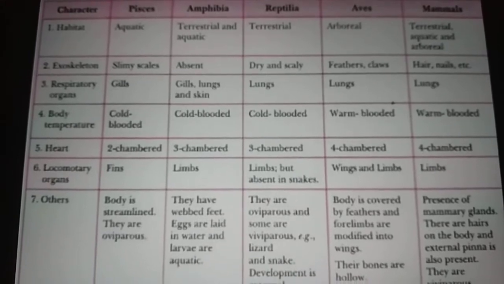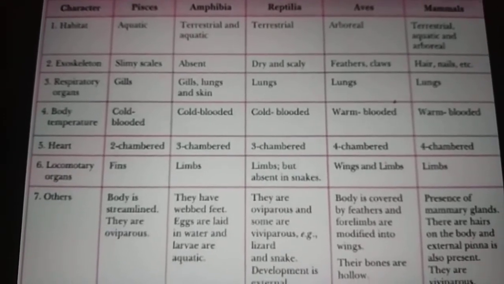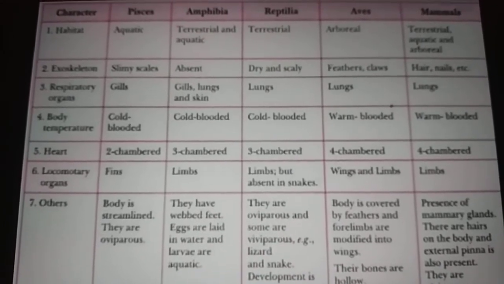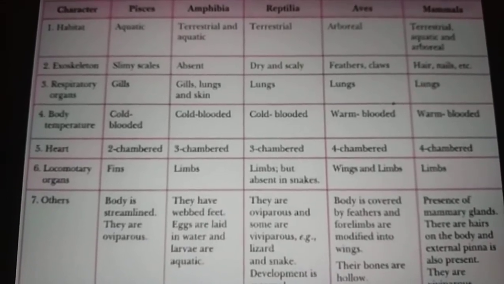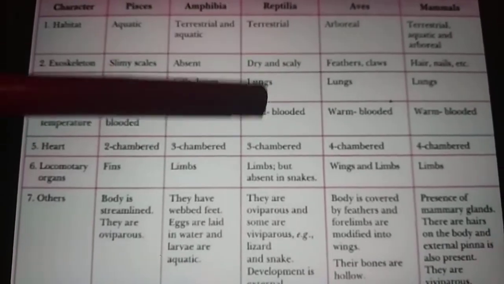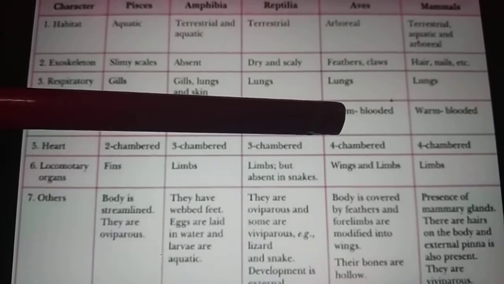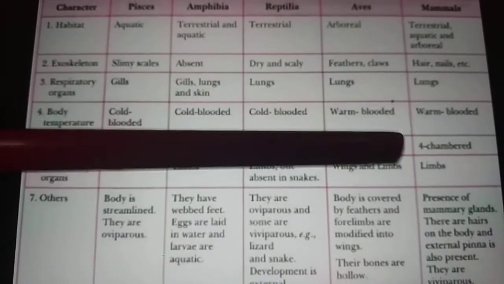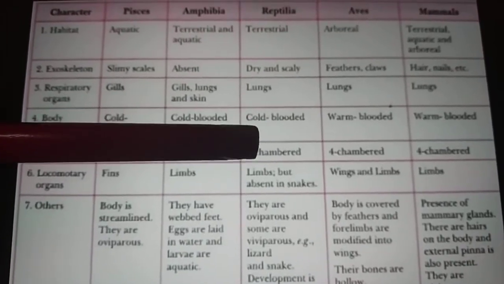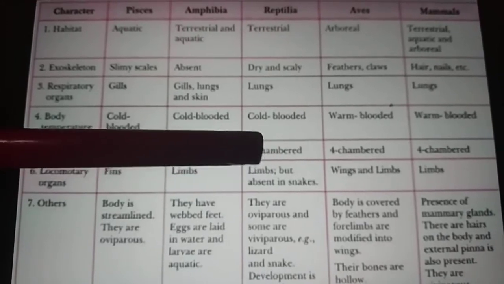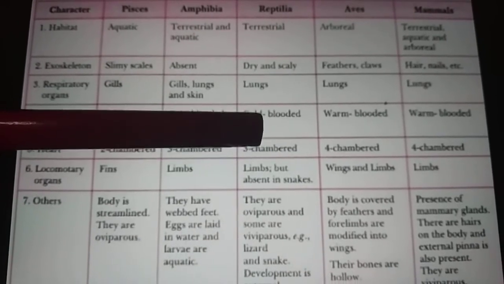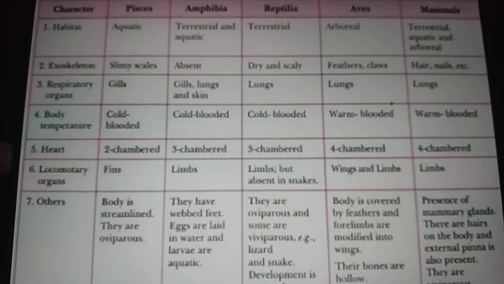Then the heart chambers. How many chambers are present? In a human body, how many chambers are present? That is 4: 2 auricles and 2 ventricles. Yes or no? Yes. Now in Pisces it is 2 chambers. In amphibians 3 chambers. In reptilia 3 chambers. In Aves 4 chambers. And in mammals 4 chambers. But in reptiles, the crocodile is an exception where a 4 chamber heart is present. In reptilia, what is the exception? Crocodile. Crocodile has a 4 chamber heart. That you should remember.